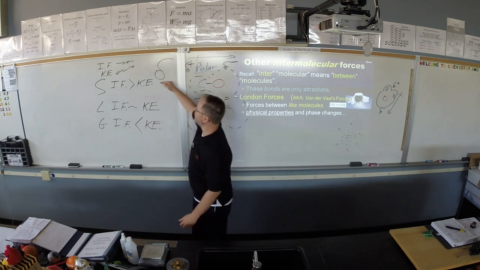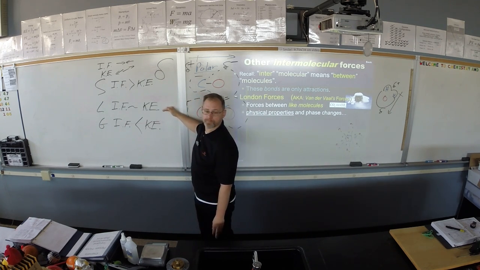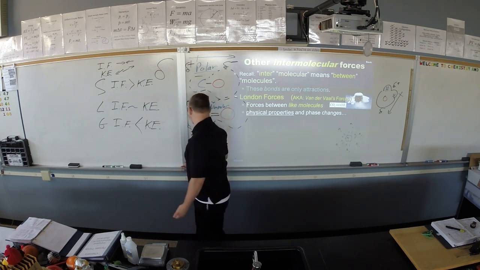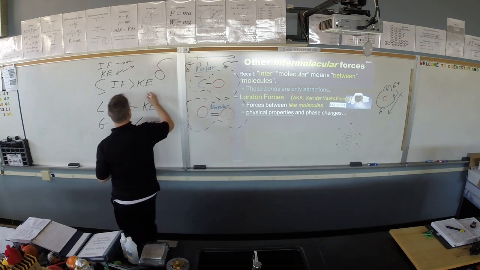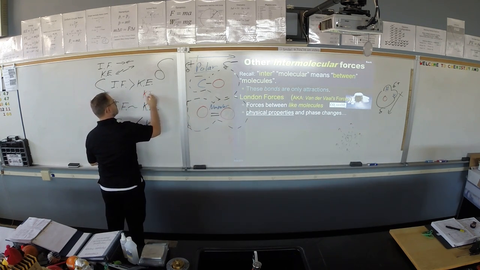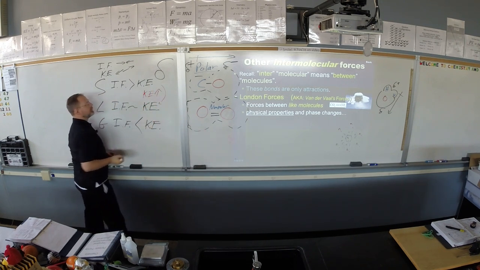If you have a solid and you want it to turn into a liquid, what do you do? How do you melt it? Heat. You heat it up, right? So what does heat do? Heat increases the kinetic energy. So when you increase the kinetic energy, you can melt something.